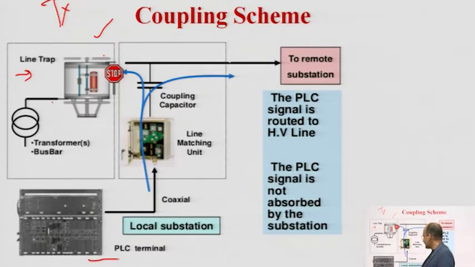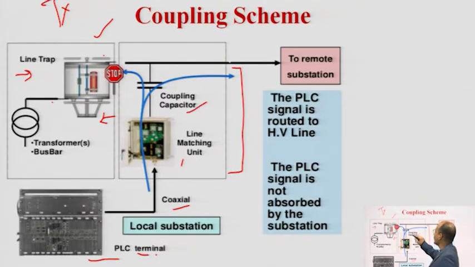Here we can see that a PLCC terminal creates a signal which is fed into this unit of the coupling scheme. The coupling scheme is designed in such a way that it cannot give that signal to the transmission side. You can see that with a coaxial cable, this PLCC terminal is connected to the line matching unit and the coupling capacitor with this high tension line. The PLCC signal is routed to the HV line through this coupling capacitor and line matching unit.